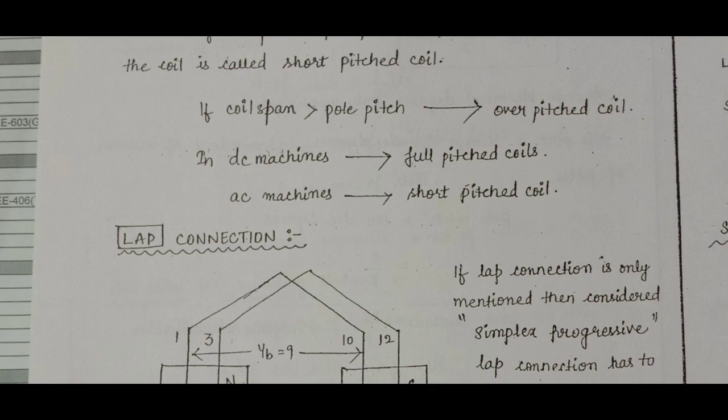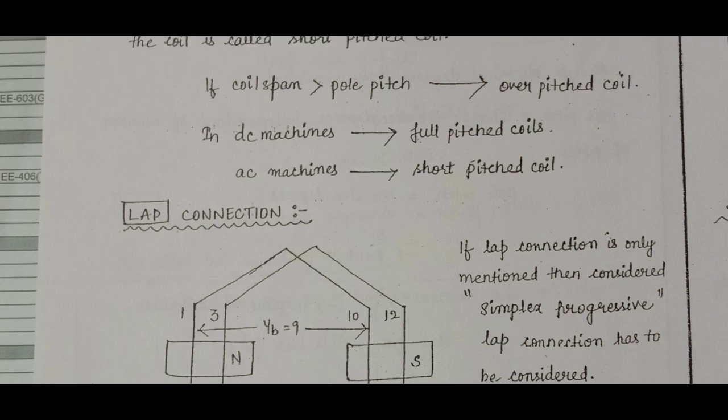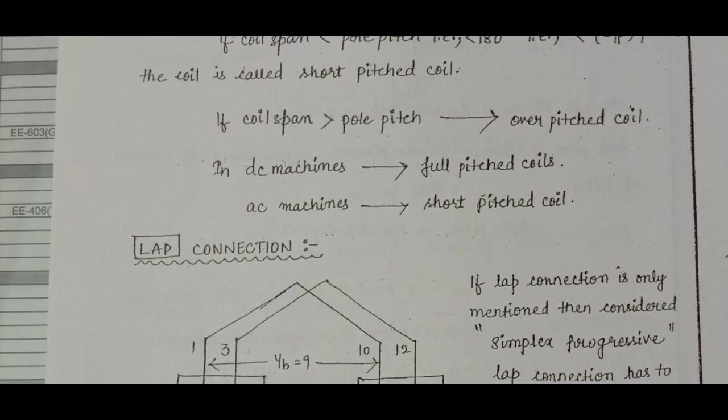So in DC machines you use full pitched coils, and in AC machines you use short pitched coils.